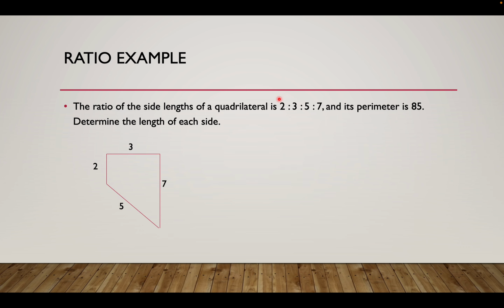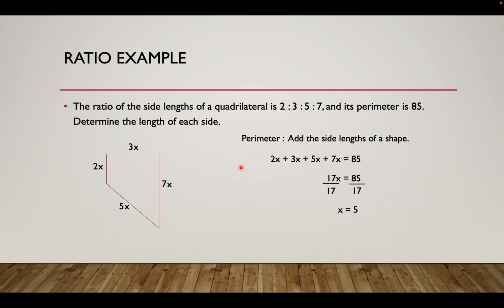So with a ratio, that means I'm going to have some common factor, some common number that I'm going to be able to multiply in order to come up with each side length. This side length would be 2 times that number, 3 times that number, 5 times that number, 7 times that number. Now, the perimeter means adding the side lengths of a shape. If I add my side lengths as they stand with this unknown value, it would look like this: 2x plus 3x plus 5x plus 7x equals 85. Combine like terms, divide by 17, and x equals 5.